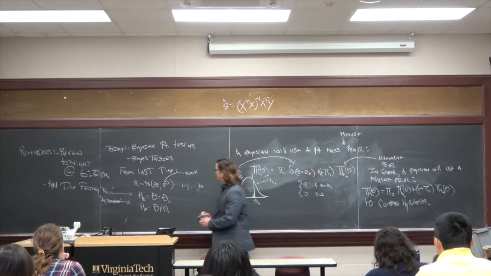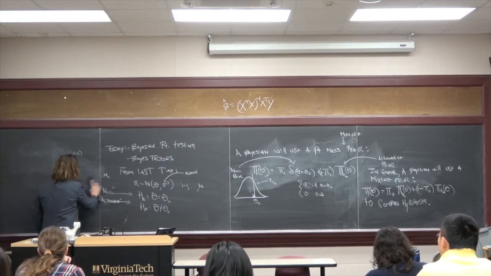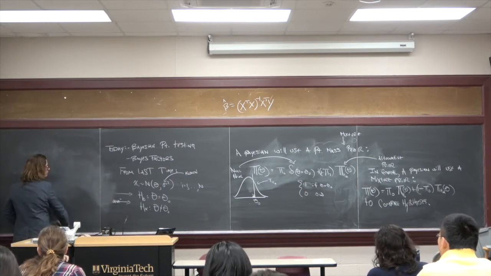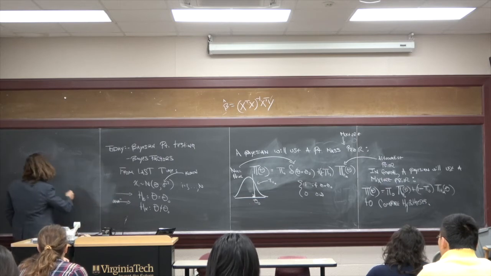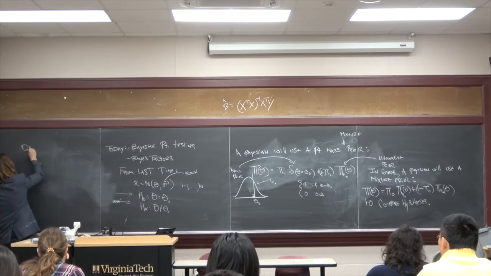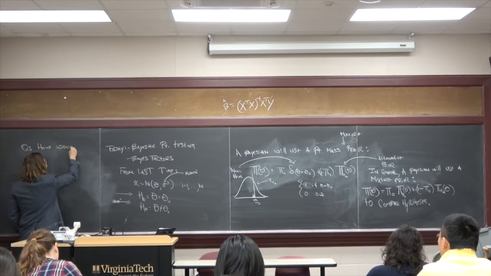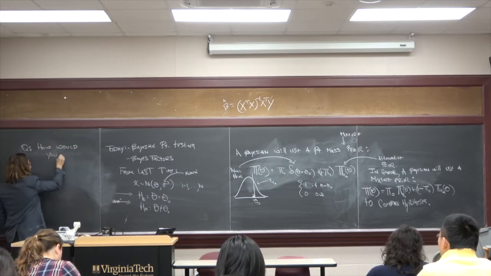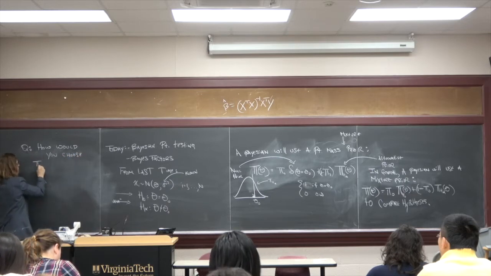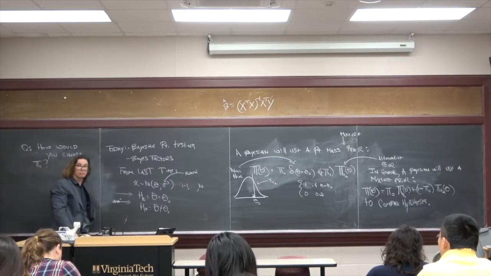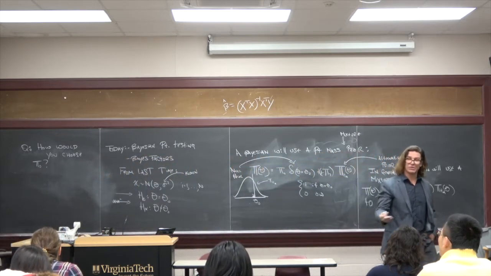So let's just consider an example. Let's consider this example, same example, and let me just ask a question: how would you choose pi naught? For my prior, I've got to specify it.